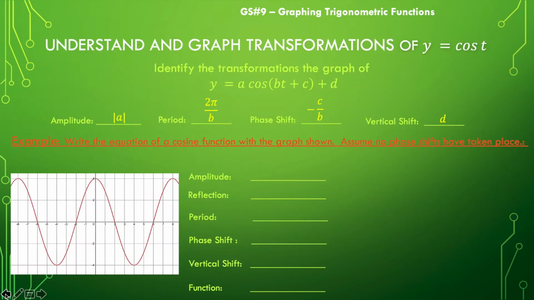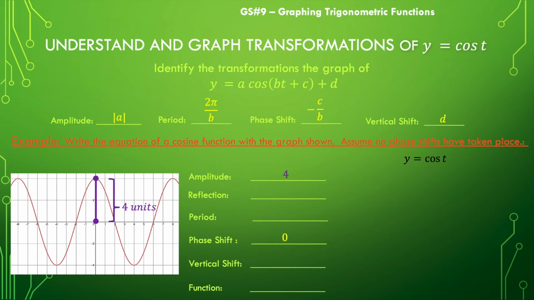So we're going to look at a couple of examples of graphs of a cosine function that has no phase shifts incorporated. And we're going to identify from the graph the transformations and the key attributes of the graph, so that we can write the equation of a function that represents this graph. Because we know that no phase shifts have taken place, we can say there's no phase shift. And remember that the amplitude is the distance from the midline to the maximum. In this case, we have an amplitude of 4 units.